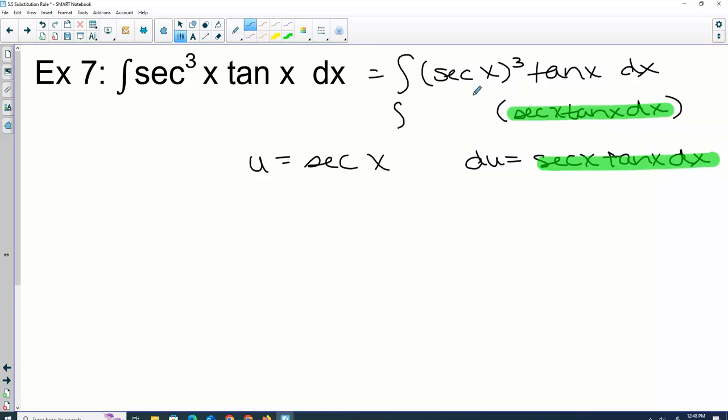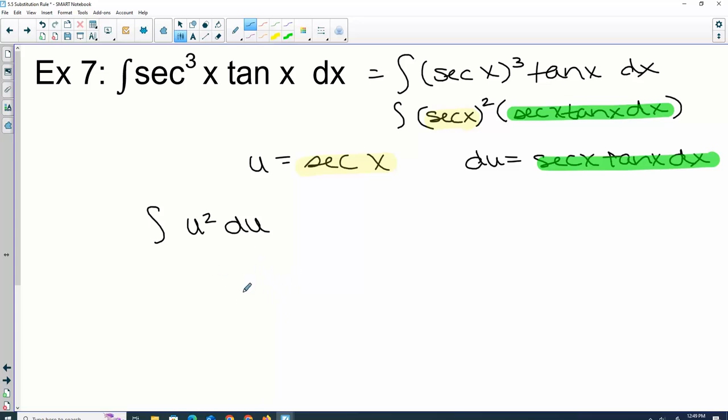If I put one of those secants over there, how many are left here? 2, sorry, 2. I wasn't looking. So, square your u. It's u squared du. I couldn't make it u cubed because I needed one of those secants to go with my du. So we had to think on that one, be a little more creative.